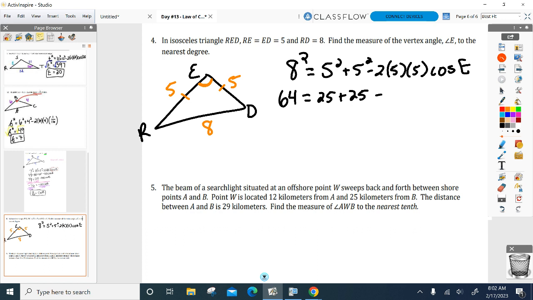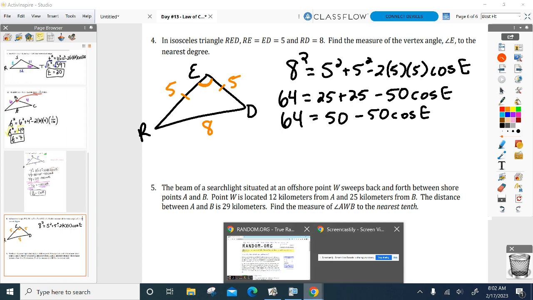Good old math minute facts, huh? Remember, be disciplined. You can't combine all three, right? On the right, you cannot combine. Plus, if you did, it would get 0, and you'd be like, I think that's incorrect. And you're right. But I can find the two 25s, right? 50 minus 50 cosine E. All right, move that up.